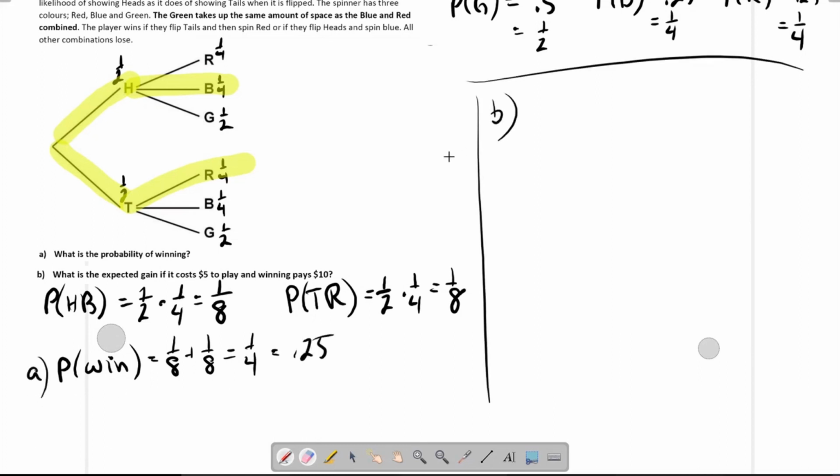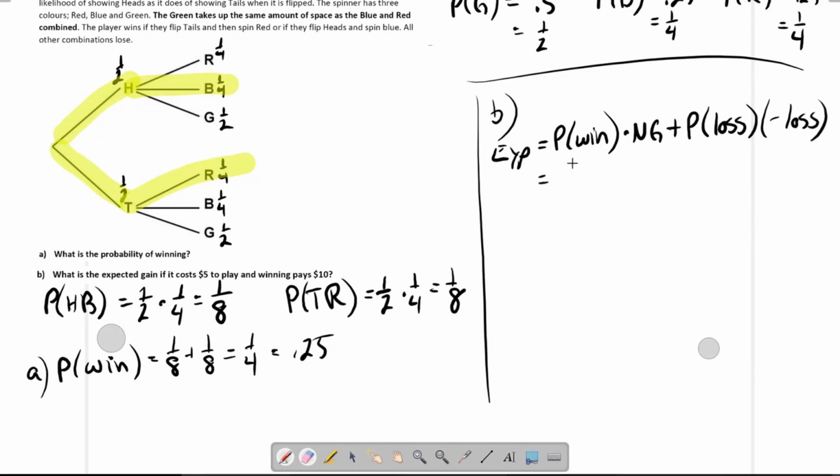Part B says, what is the expected gain if it costs us $5 to play and winning pays $10? So our expected gain is equal to our probability of winning times our net gain plus the probability of a loss times the loss. Our probability of winning, we said, was 1/4. Our net gain, we get $10, but we spent 5 to play, so we have to subtract that, 5 from 10. Then we add the probability of the loss, which is 3/4, times the loss, which is -5.